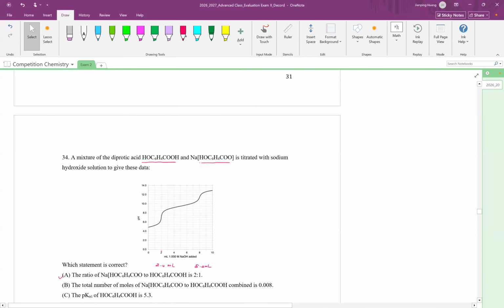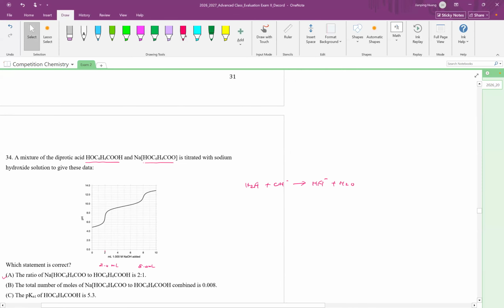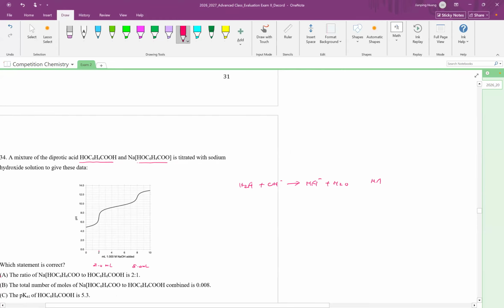Let me write it here. Okay. So the reaction should be diprotic acid reacting with a base. Net ionic equation, please. Right. Now the next step is what? Right.